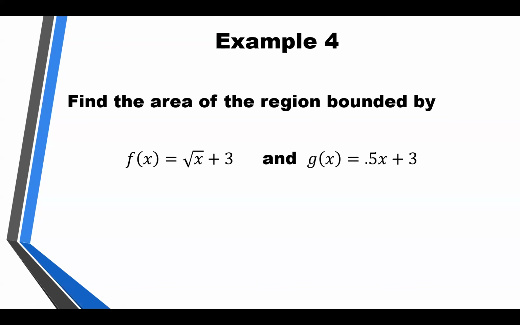Let's try another example. Let's find the area of the region bounded by f of x equals square root of x plus 3 and g of x equals 0.5x plus 3. So we're going to have to find a closed bounded region that these two equations form. Usually I would just graph that on my calculator. Since I don't have the calculator displayed right now, I will graph it on Desmos.